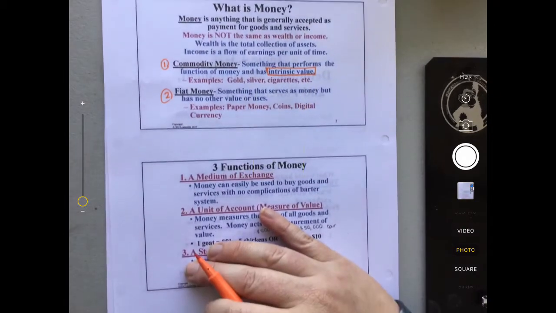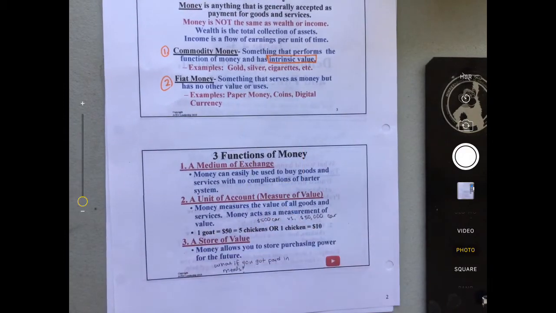And there are three functions of money. We have a medium of exchange. This just means that money is accepted everywhere. We can easily go onto Amazon.com and order binders for a certain amount of money. There's no complications of the barter system. Everyone is accepting this money.